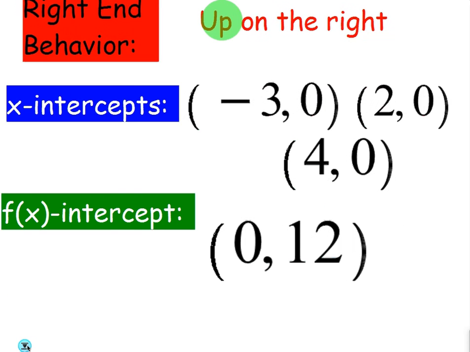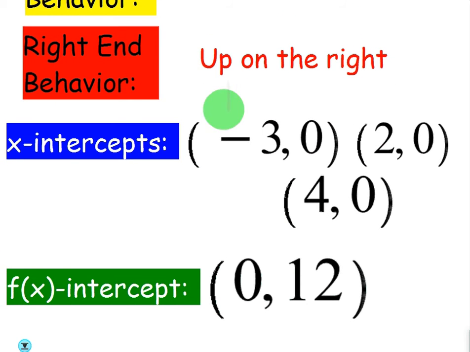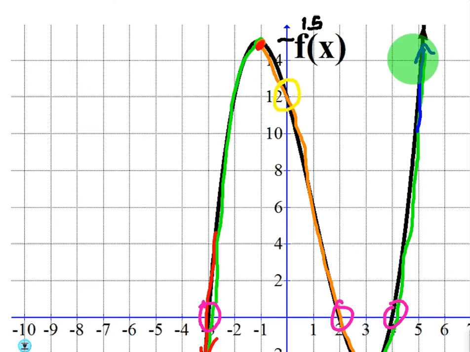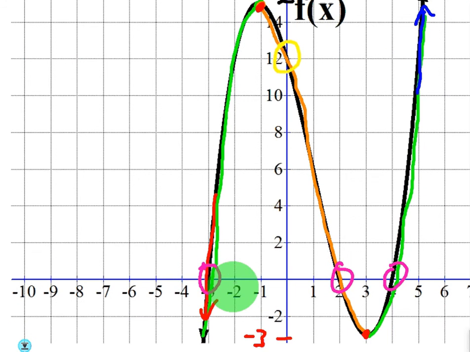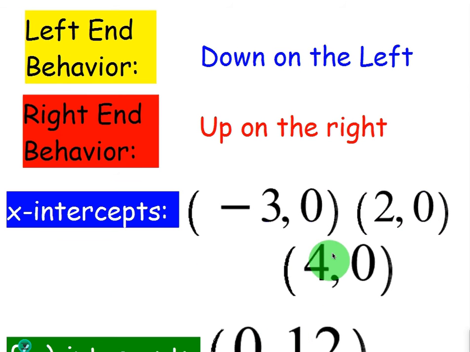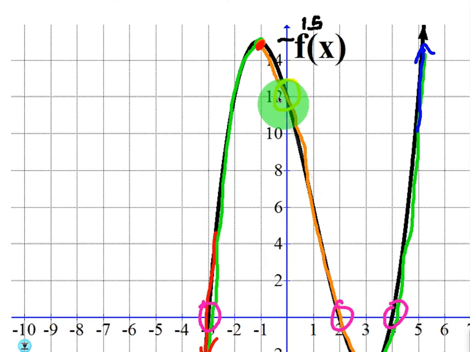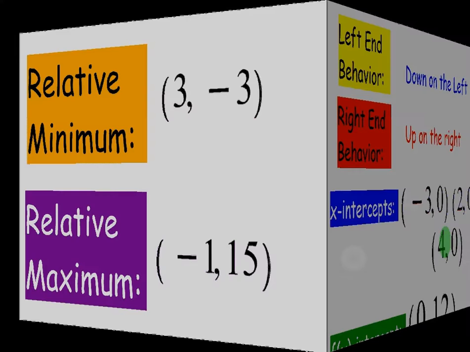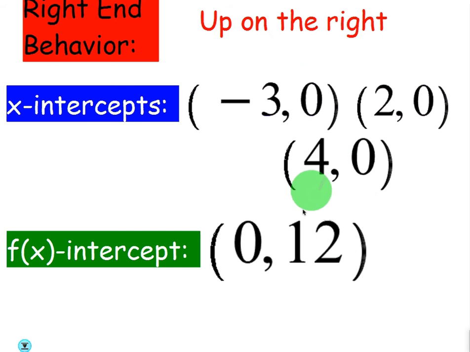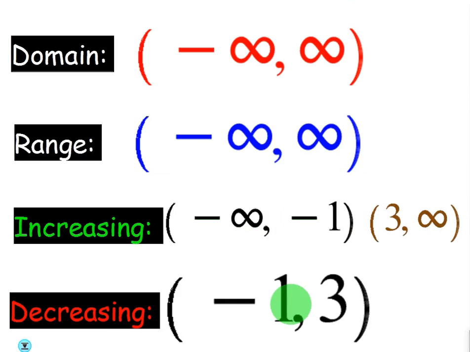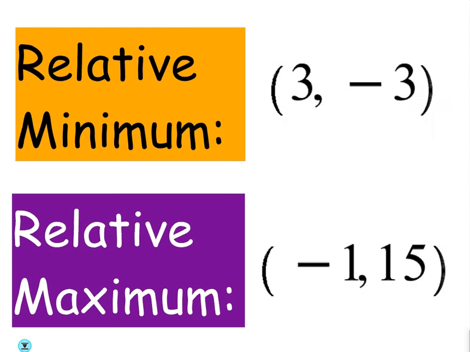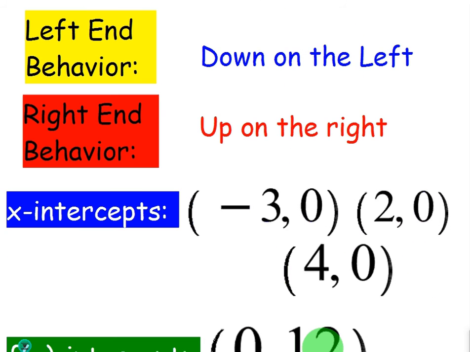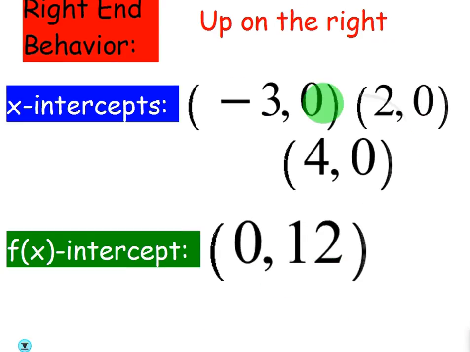And then the other two things we need to mention are x and y intercepts. Notice it crosses the x-axis at these 3 points, negative 3, 0, 2, 0, and 4, 0. So those are our x-intercepts. Notice it crosses the y-axis at 0, 12. So that is the y-intercept. And that's it. So when you get the worksheet, you're going to have domain, range, increasing, decreasing, relative min, relative max, end behavior, x and y intercepts. That's it. All of this is review, actually.